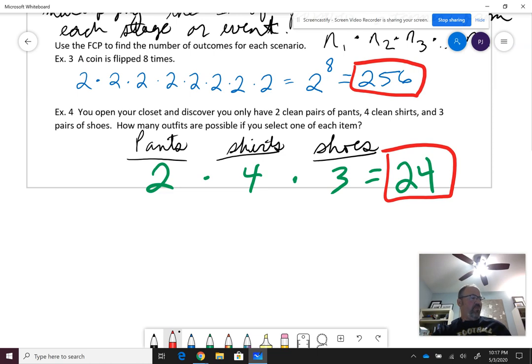All right, we're going to keep moving along. I'm trying to keep the time down for you guys, so let's keep going. Let's go to the next page.